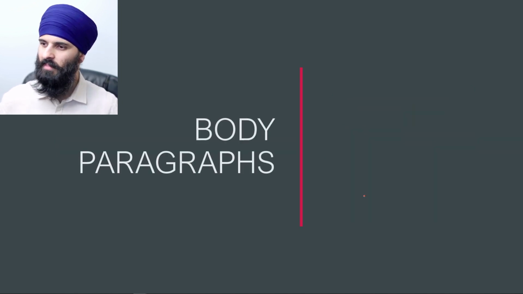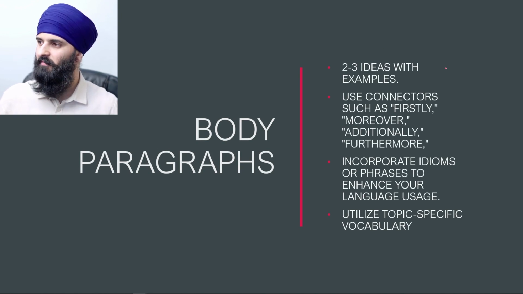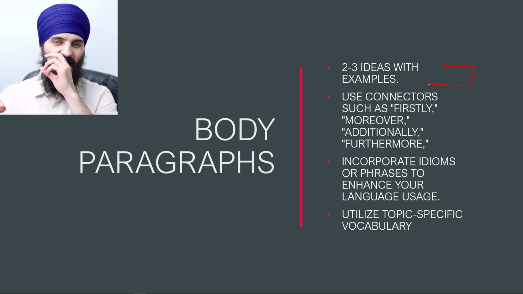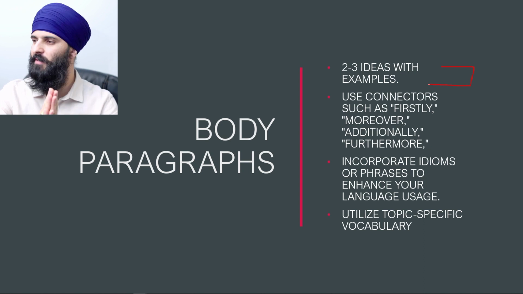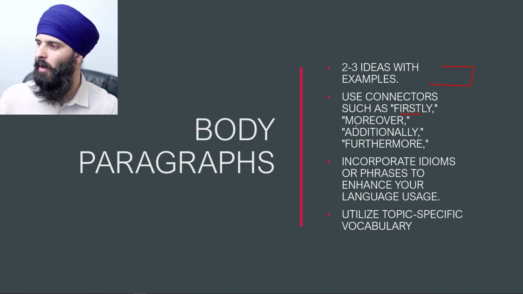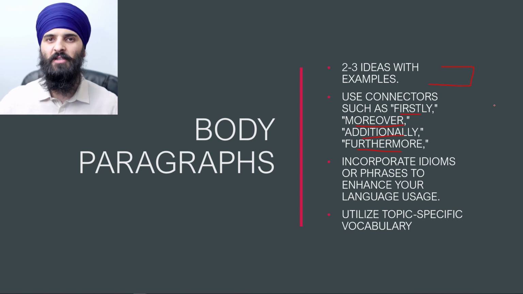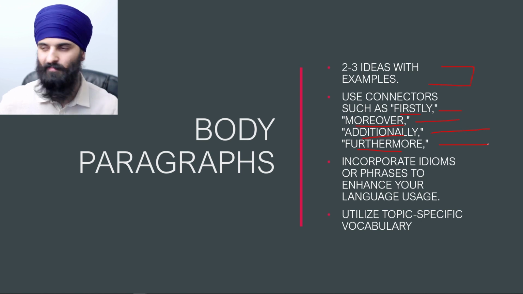Now, moving forward, the body paragraphs. This is kind of how you want to go with it. First of all, provide 2 to 3 ideas with examples. So that's what your body paragraphs should be like when you're talking. Once you've given the introduction, start by talking about the first point. When you're talking about these points, use connectors such as firstly, moreover, additionally, furthermore. For the first point that you talk about, use firstly. That's a good connector to use. Use it if you can implement it in your answer. And when you talk about the next 2 to 3 ideas, use moreover, additionally, and furthermore to start those topics. Next, incorporate idioms or phrases to enhance your language usage.